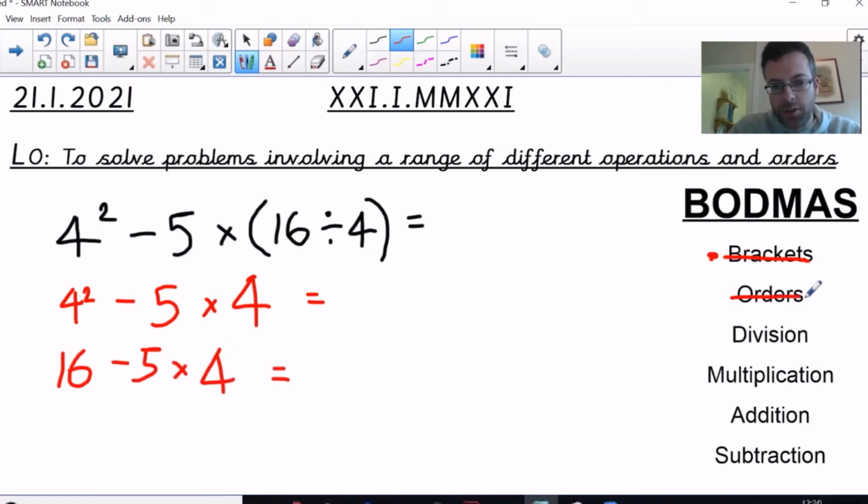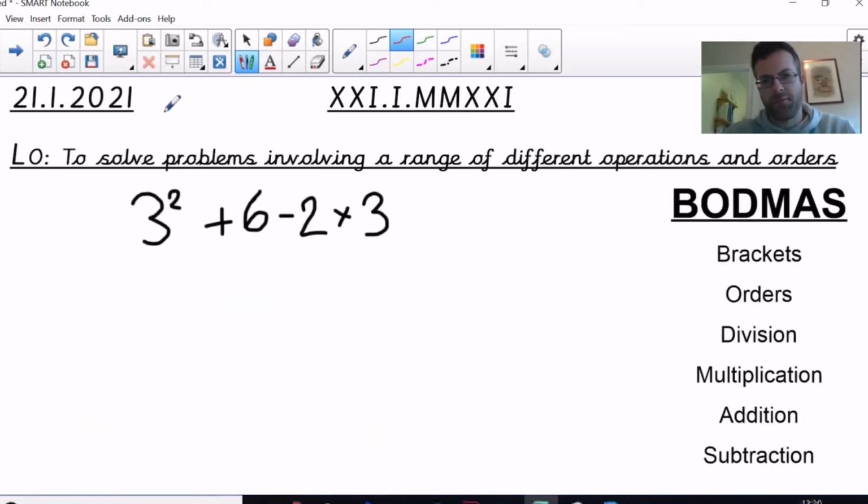Then, done my orders. Is there any division? No. Is there any multiplication? Yes. So I do the multiplication bit first. So 5 times 4. So 16, I'm not touching yet. 5 times 4 is 20, so I'm going to put that in. And then I'm left with 16 take away 20, which actually gives me a negative number, but it's still an answer, which is -4.